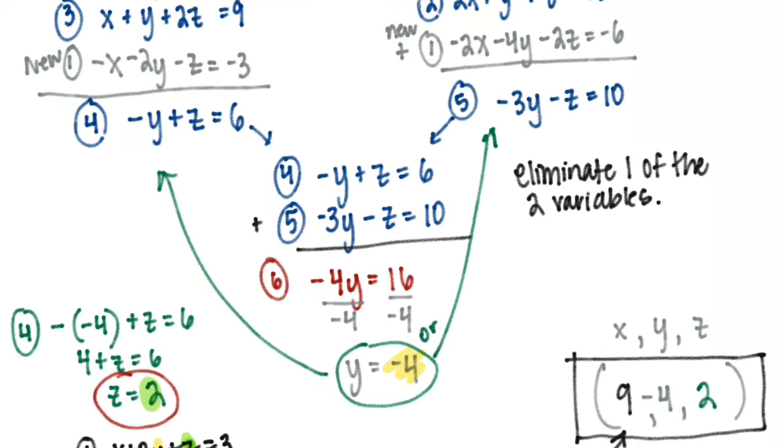That fills in all of our values in our ordered triple, and we get 9, negative 4, and positive 2 for our answer. x equals 9, y equals negative 4, and z equals 2.